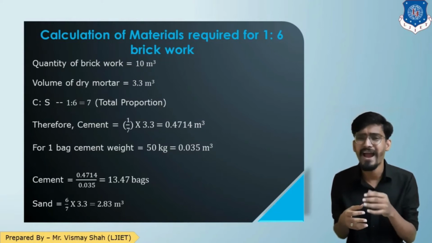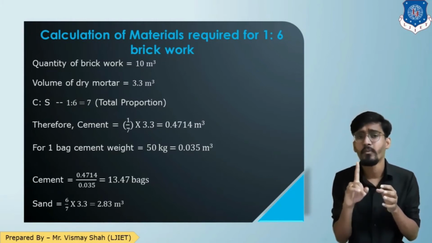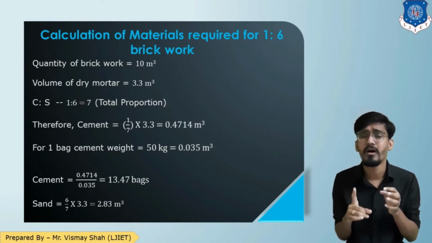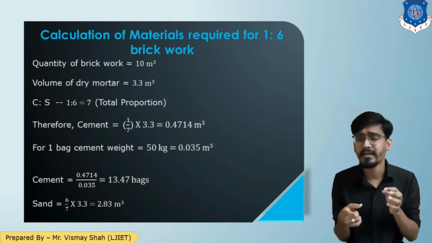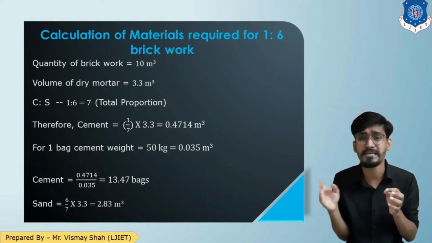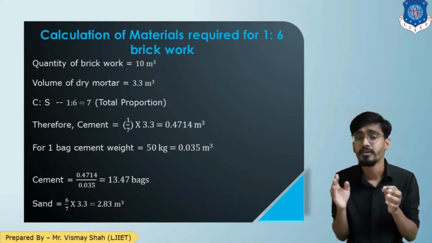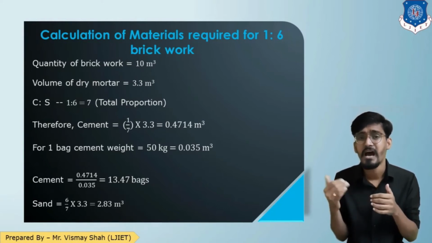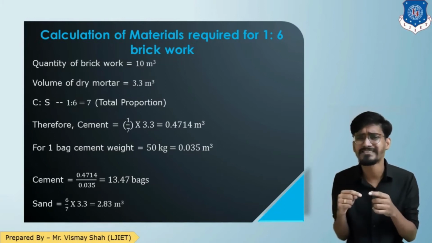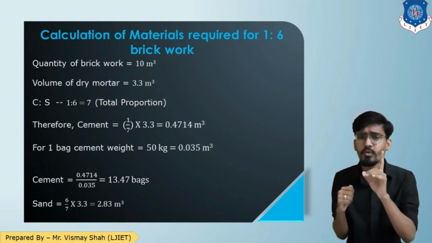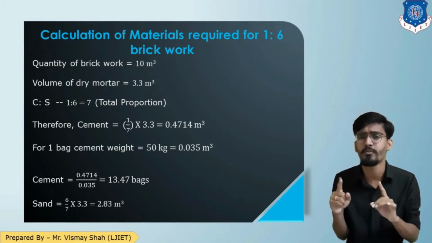Now, if I want to find the number of bags, I know that 1 bag of cement equals 50 kg. So that means in 1 cubic meter, the amount of cement is 1440 kg, because the density is 1440 kg per meter cube. So for 50 kg, how much? So we'll get the answer as 0.035 cubic meter. So 1 bag of cement equals 0.035 cubic meter of volume.